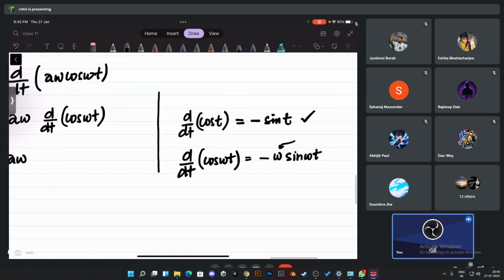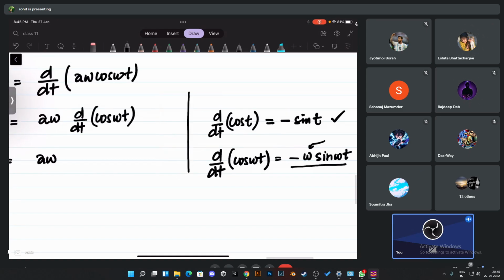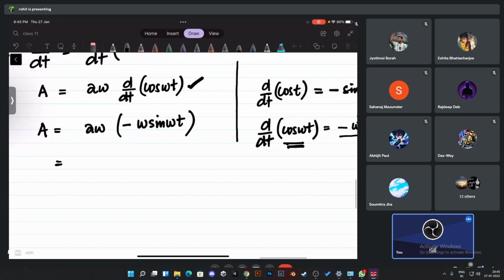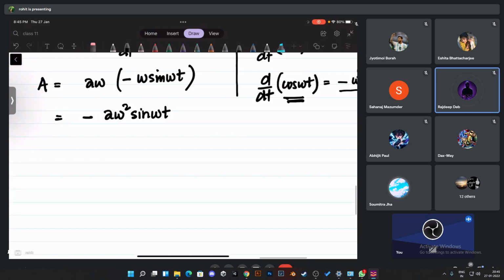So I'm really going to use this one over here because that's our function inside the differentiation. Okay, check. Minus omega sine omega t. Now we just need to arrange. So I'm going to get a minus sign, a will be there, but this time I'll get omega square and sine omega t.